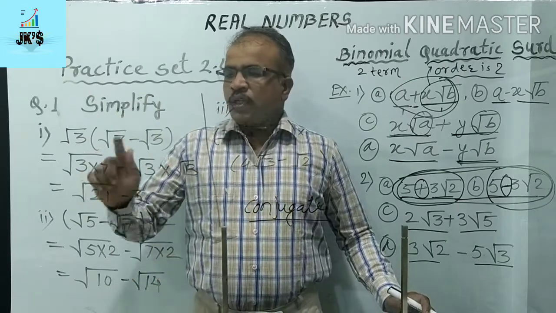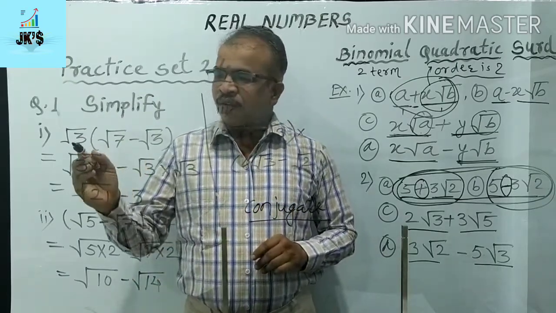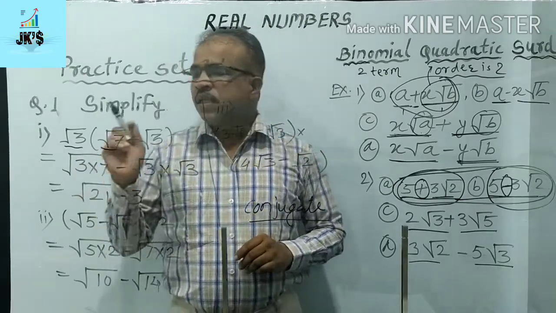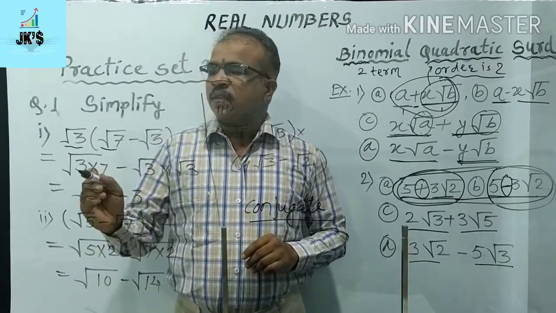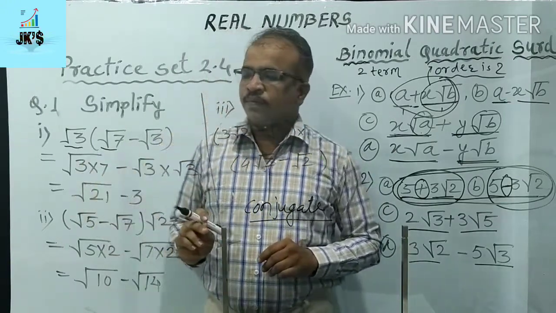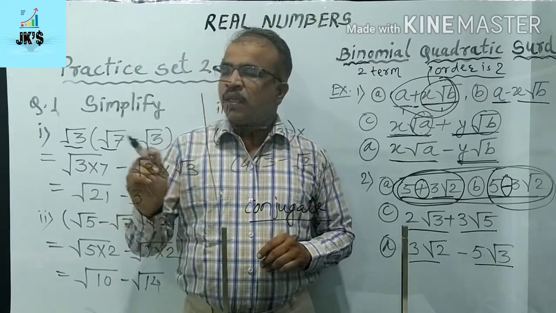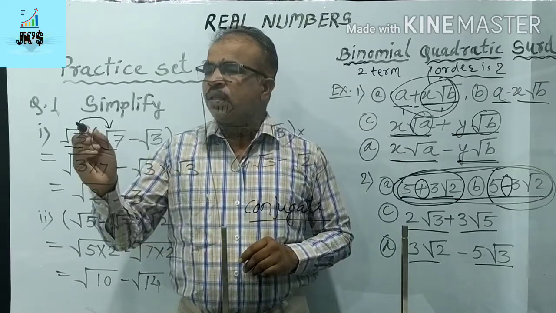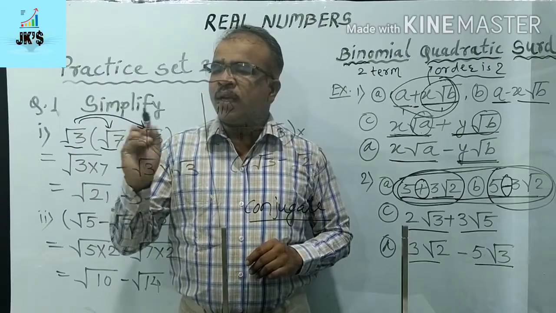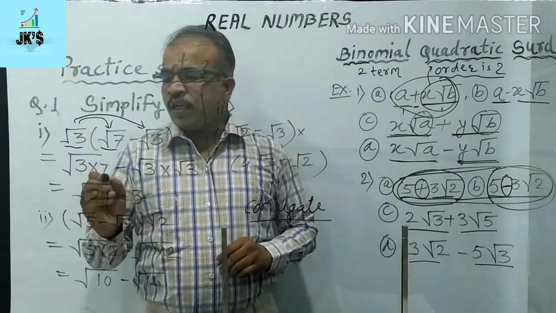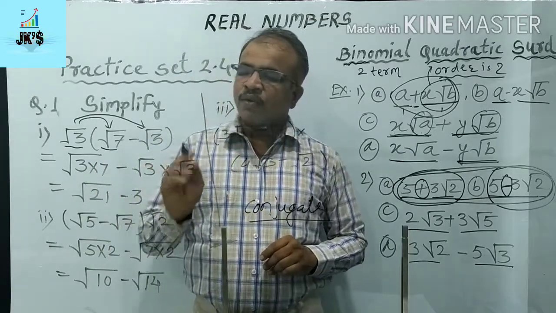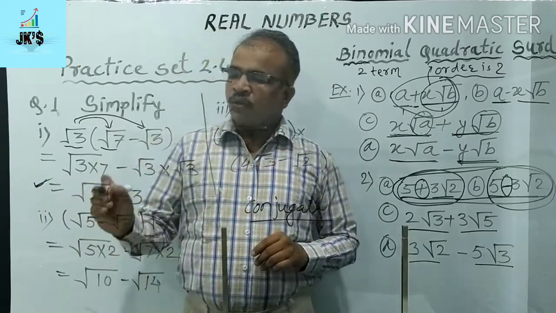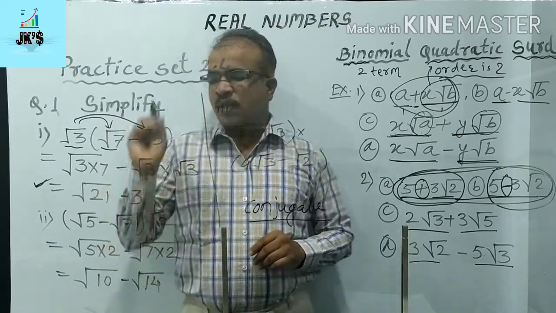Okay. Root 3 into root 7, they have the same order, that is 2. So they are taken under the same radical sign, that is under root 3 into 7 minus root 3 into root 3. First of all, we multiply root 3 by root 7 and then root 3 by root 3. 3 7s are 21. Root 3 into root 3, that is 3. Okay, so our answer is like this, root 21 minus 3.